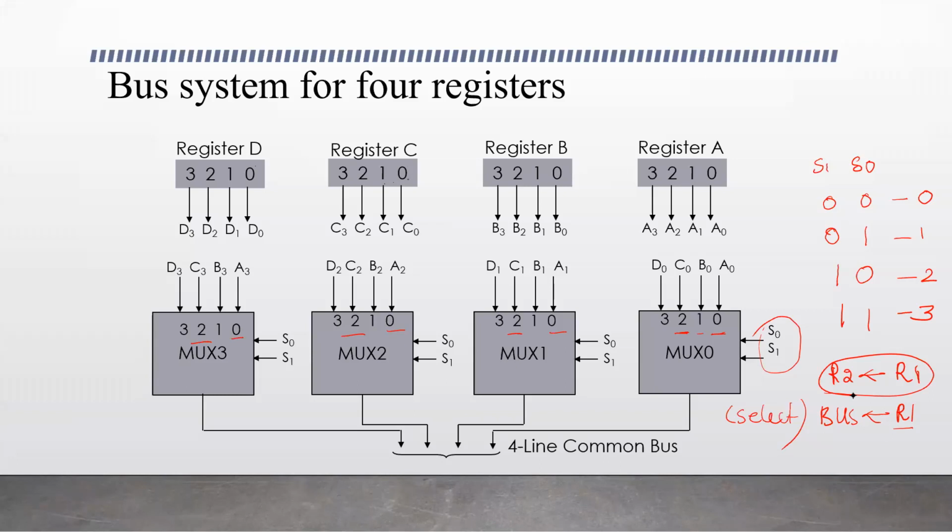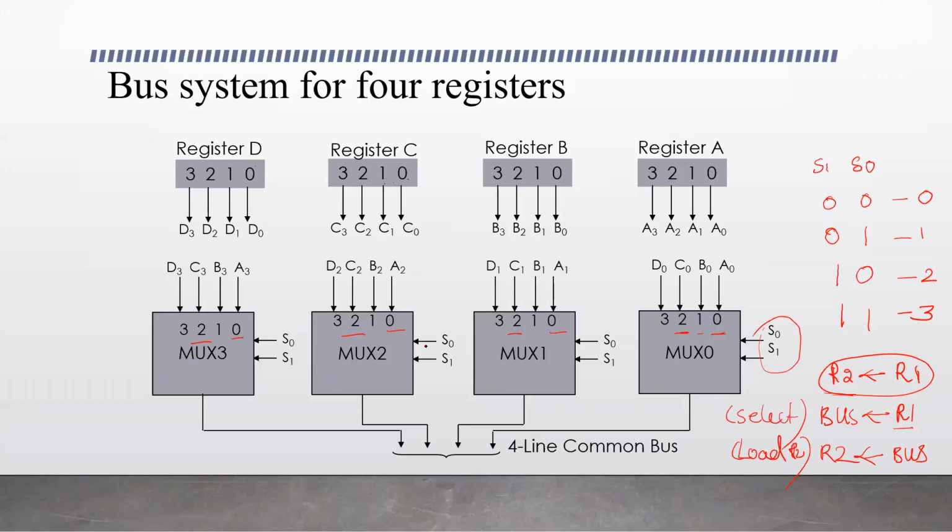And the second step is loading the content of bus into the destination register R2. Our destination register is R2. The first operation is placing the content of the source register R1 onto the bus. So this is selection, selecting the register and placing its content on the bus. And then the second operation is loading the content that is placed on the bus into the destination register. So this operation is loading the register R2. This register transfer is done by using this command line. We have discussed this.